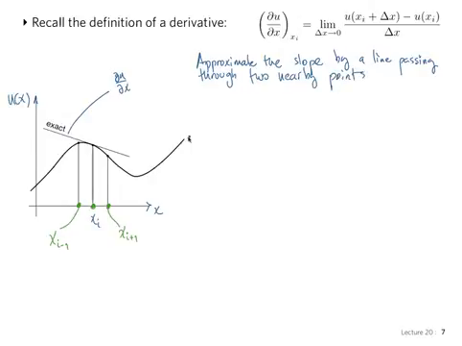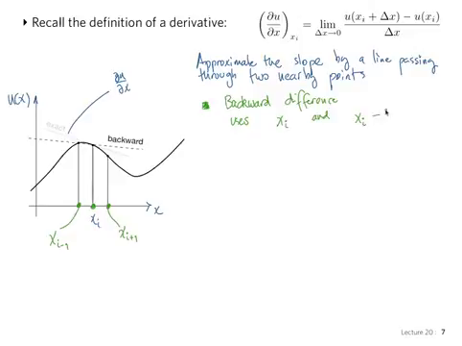So one option is what we call the backward difference, and this is if we consider the point itself and the previous one to approximate the slope. So it uses xi and xi minus 1, or xi minus delta x, if delta x is this distance.